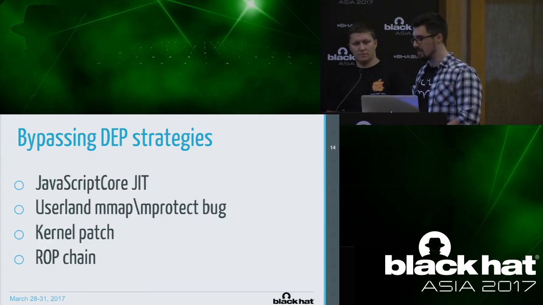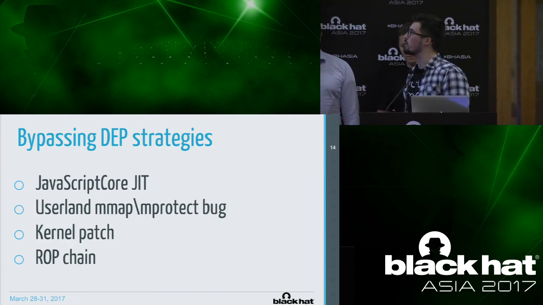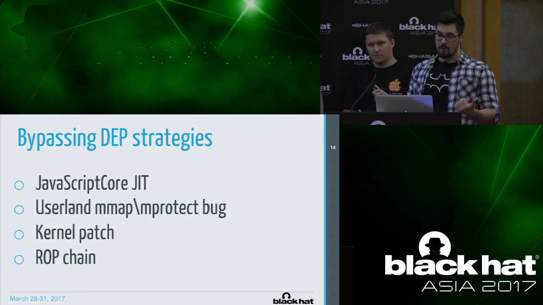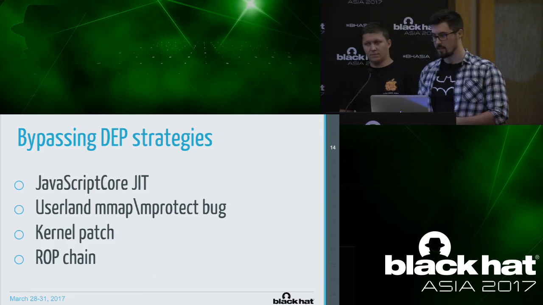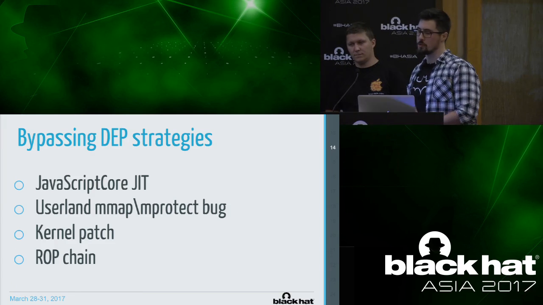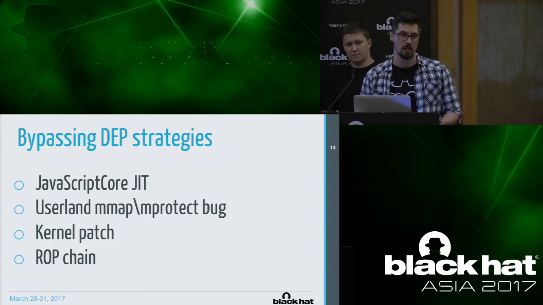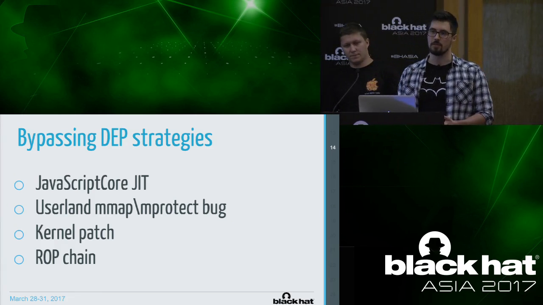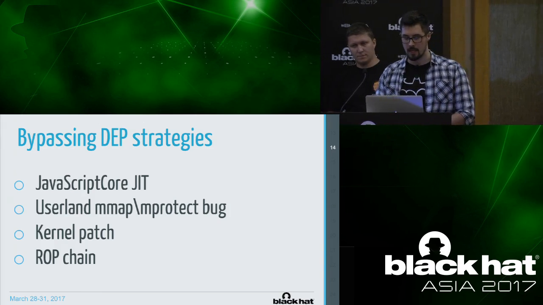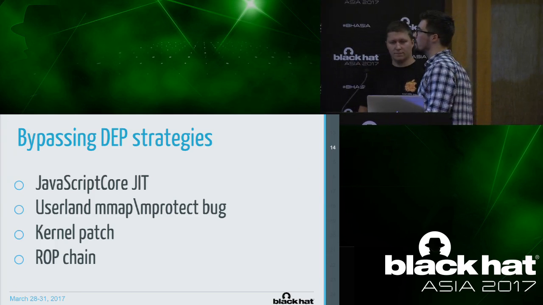The next thing is DEP, data execution prevention. Again, JavaScriptCore is a really good target, as it contains the JIT region, which is writable, readable, executable. If we can leak this address and overwrite it with shellcode, we bypass DEP. It could be attacked from userland.